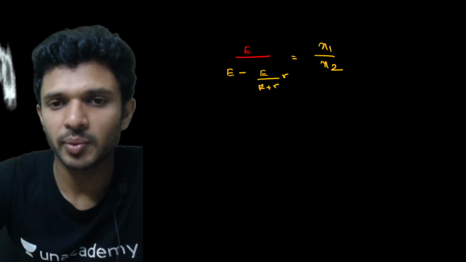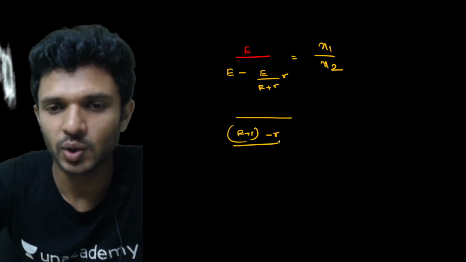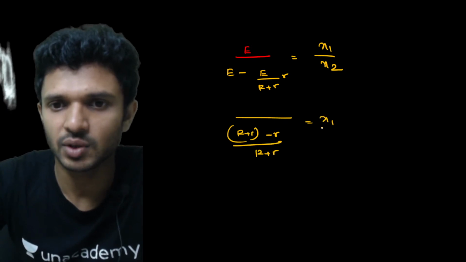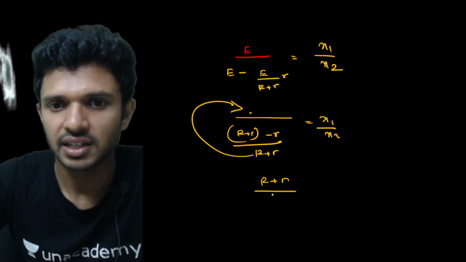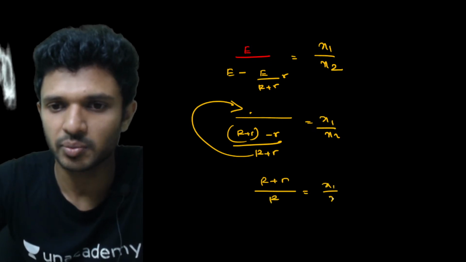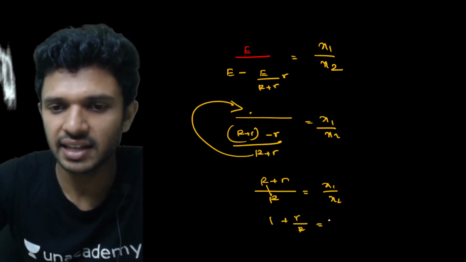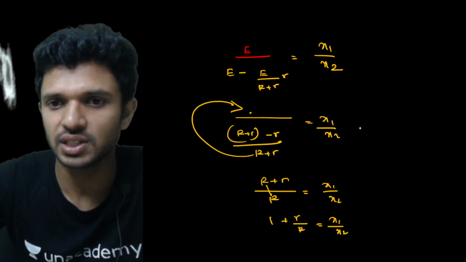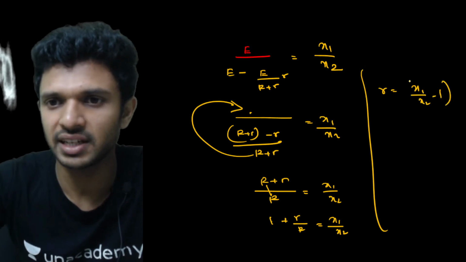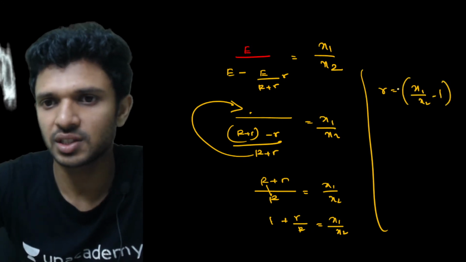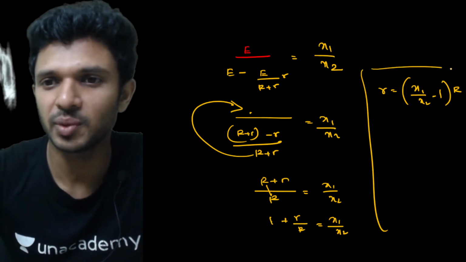Now done. E is common, cancel it. R plus r, cross multiply. R plus r minus chotu r by capital R plus r is equal to x1 by x2. ये ऊपर हो जाएगा. So this is R plus r divided by capital R is equal to x1 by x2. 1 plus small r by capital R is equal to x1 by x2. Take 1 to the left hand side. So r by R is equal to x1 by x2 minus 1. Once you take this to the right, what is remaining? Small r by capital R, multiplied to the right. So equation मिल जाएगा ऐसे.